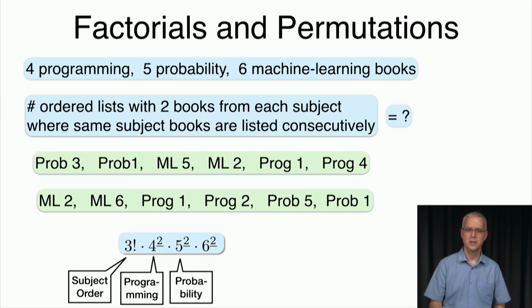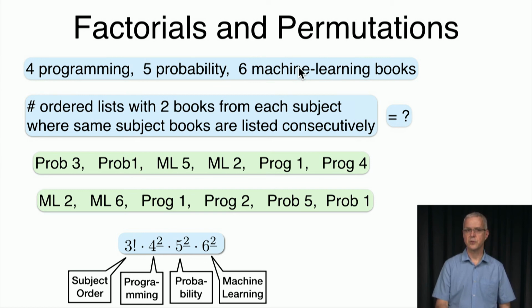And then we need to decide which machine learning books we're listing and in what order. And we have 6 ways to choose the first one and 5 to do the second one. Or in other words, we have 6 to the second falling power to do that. And we take the product of all these by the product rule, because we're making a decision of the order and we're making a separate decision for which programming books we choose, which probability books we choose, and so on. So we take the product, we get the total number of ways of creating such lists.